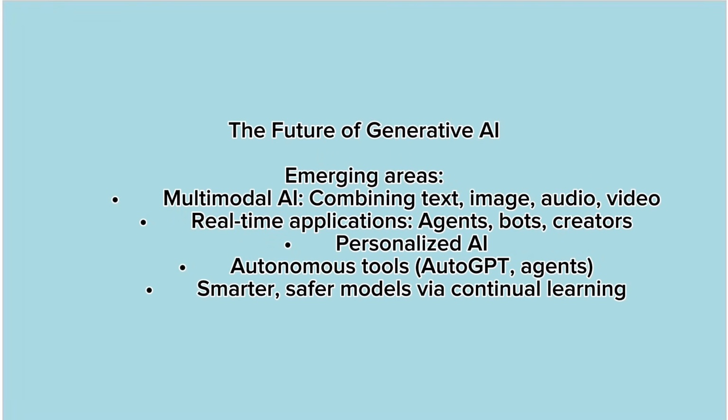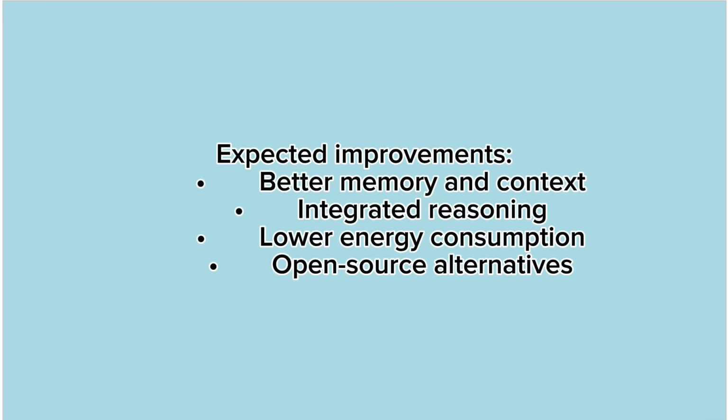The future of generative AI. Emerging areas: multimodal AI, combining text, image, audio, and video; real-time applications; agents, bots, creators; personalized AI; autonomous tools, auto agents; and smarter, safer models via continual learning. Expected improvements: better memory and context, integrated reasoning, lower energy consumption, and open source alternatives.